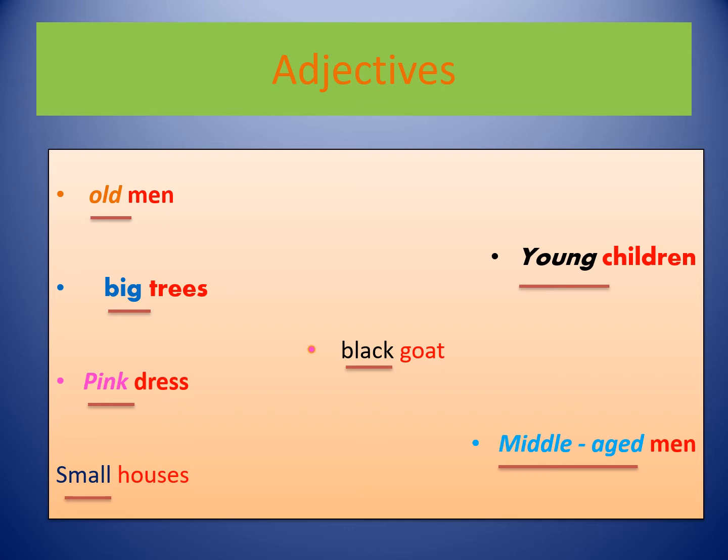Here, old is describing the noun men. Young is describing or modifying the noun children. Big is describing or modifying the noun trees. Black is describing or modifying the noun goat. Pink is describing the noun dress. Middle-aged is describing the noun men. Small is describing the noun houses.